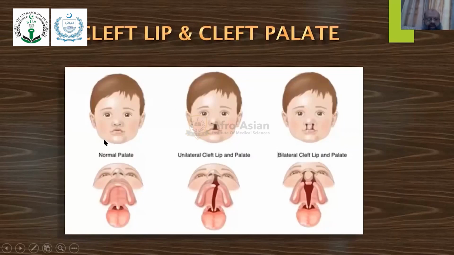Cleft lip. This is the normal palate, normal lips, unilateral, one-sided cleft lip and palate, and bilateral, both sides. It will appear like this. This is bilateral cleft lip and palate. This is unilateral cleft lip and palate.